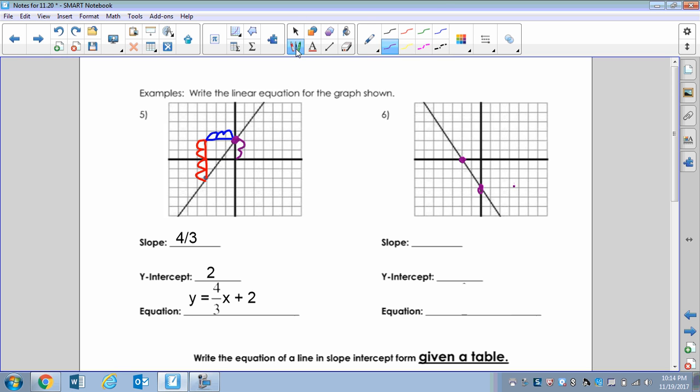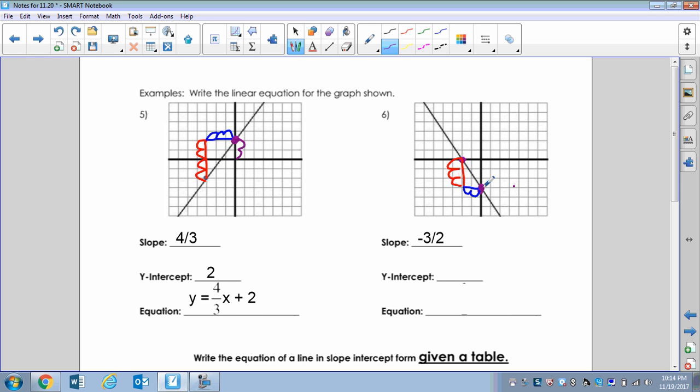Looking at this second one, I notice right off the bat that when I want to draw my vertical line, I have to go down, and horizontal across. And looking at this slope, I go down 1, 2, 3. Down is going to make that slope negative, and I go over 1, 2. So I end up with a slope of negative 3 over 2. My y-intercept is sitting right here.